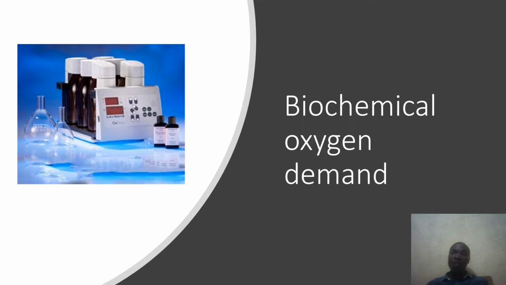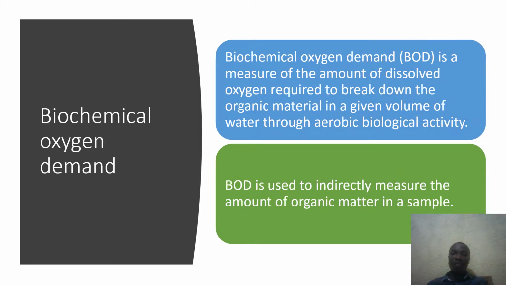So we need to know what we mean by biochemical oxygen demand. We say that biochemical oxygen demand is the measure of the amount of dissolved oxygen required to break down organic material in a given volume of water through aerobic biological activity. How is this important? It is an indirect way of measuring the amount of organic matter in a sample, and by organic matter in this case we are focusing majorly on sewage.